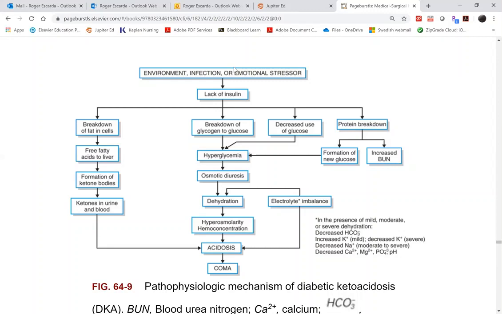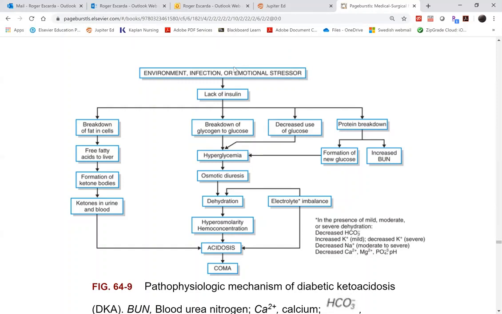The cells continue to send signals to the brain saying, I'm hungry. But that is not the case. The patient here already has a blood sugar of over 300. The problem is not a lack of glucose, but rather a lack of insulin. But again, the body, not knowing what's going on, will trigger counter-regulatory mechanisms. So the body will go into a starvation mode.